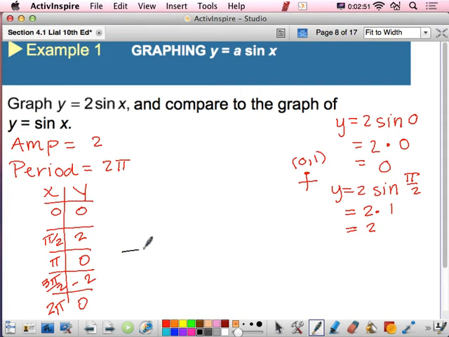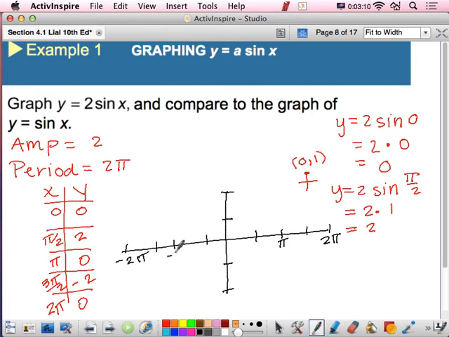I'll throw it on a graph, and instead of stopping at 1 and negative 1, I have to go up to 2 and negative 2. Okay, so I have the points (0, 0), (pi over 2, 2), (pi, 0), (3 pi over 2, negative 2), and (2 pi, 0). So here is one period of y equals 2 sine x.